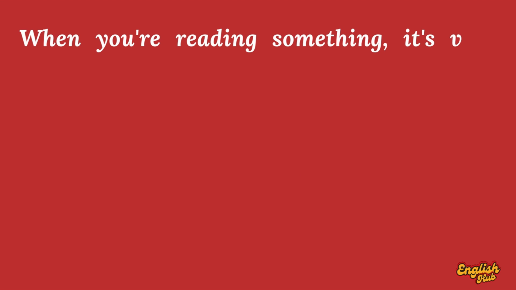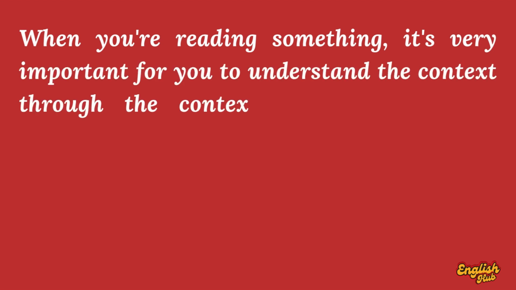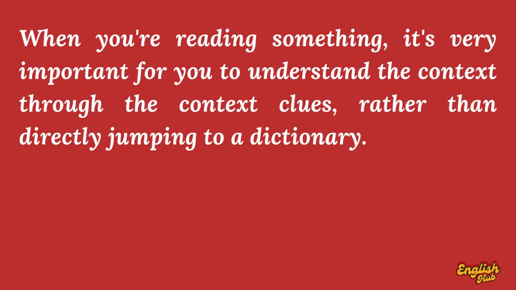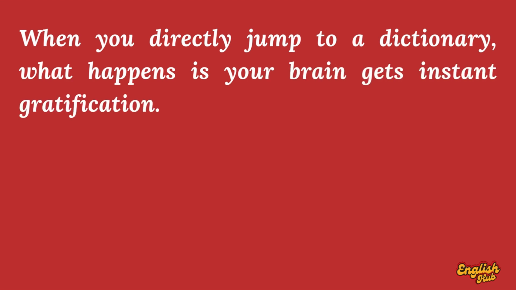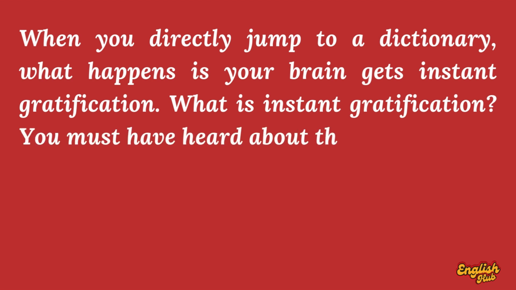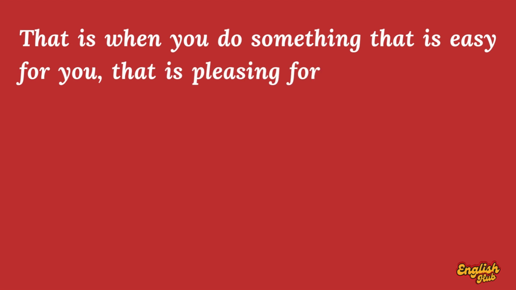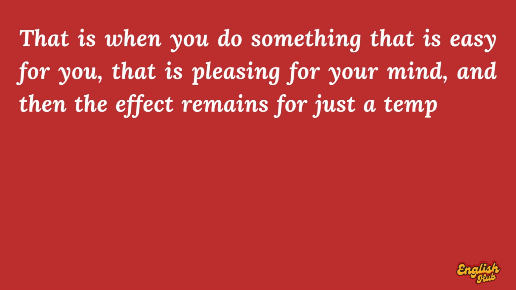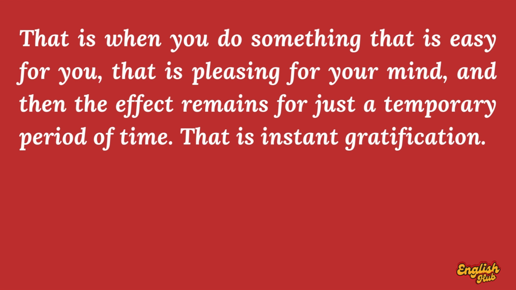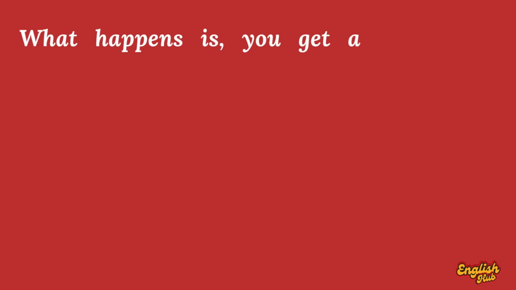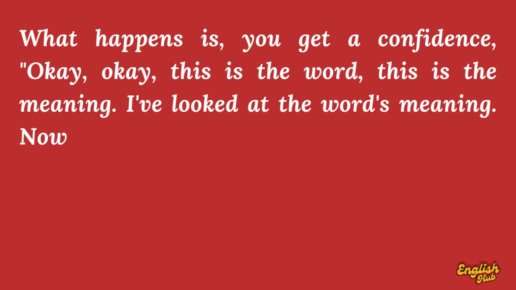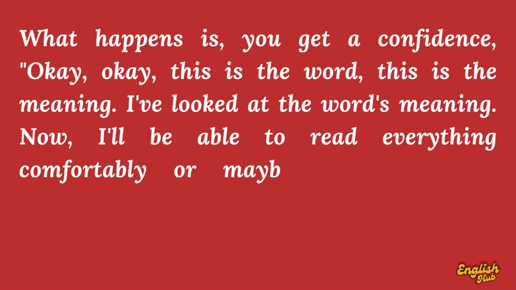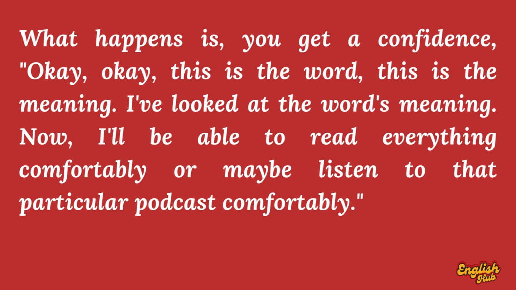When you're reading something, it's very important for you to understand the context through the context clues rather than directly jumping to a dictionary. When you directly jump to a dictionary, what happens is your brain gets instant gratification. What is instant gratification? You must have heard about this word. That is when you do something that is easy for you, that is pleasing for your mind, and then the effect remains for just a temporary period of time. That is instant gratification. What happens is you get a confidence. Okay, this is the word, this is the meaning. I've looked at the word's meaning. Now, I'll be able to read everything comfortably, or maybe listen to that particular podcast comfortably.